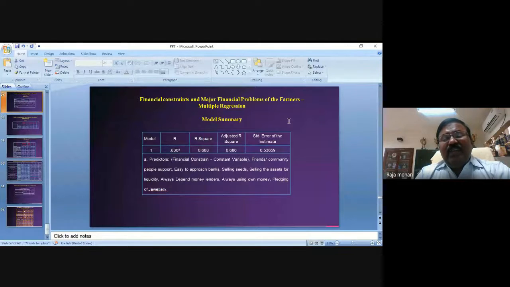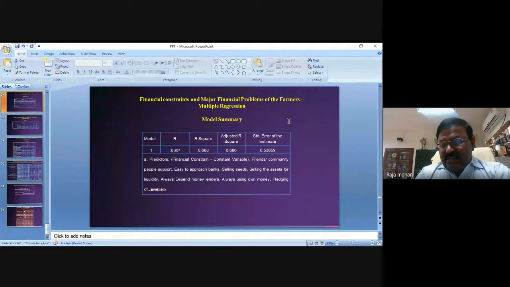And the R square value, actually, yesterday we discussed, should be more than 0.4. But we have an R square value of nearly 0.7. For that, it is highly perfect. And the adjusted R square we have, that is also good.